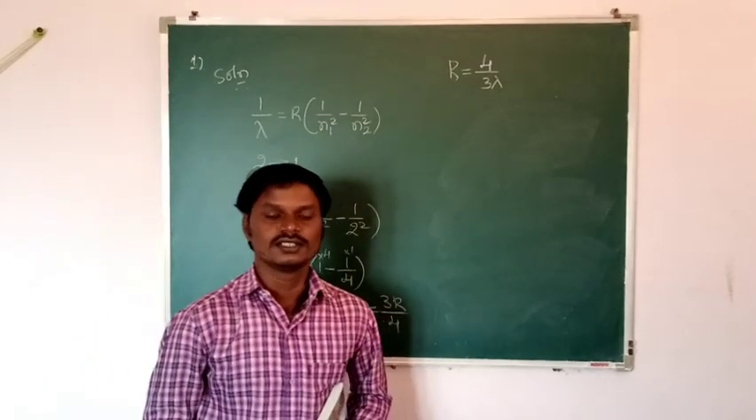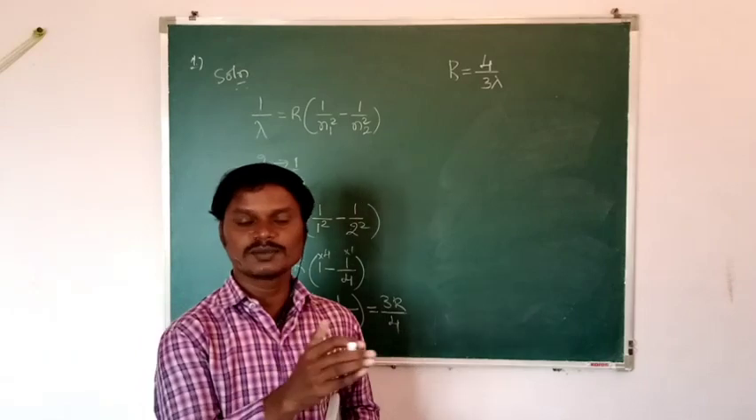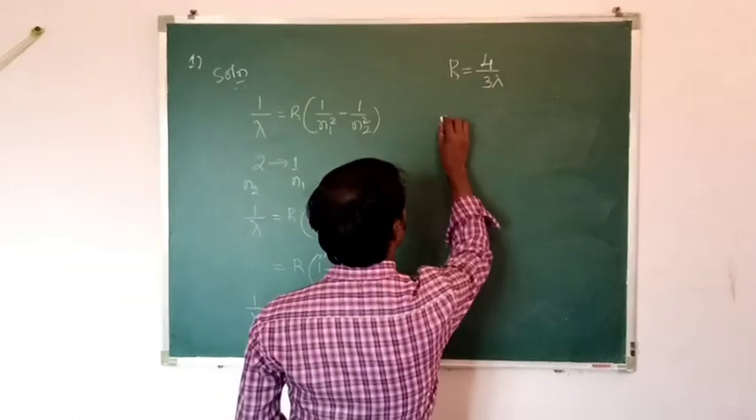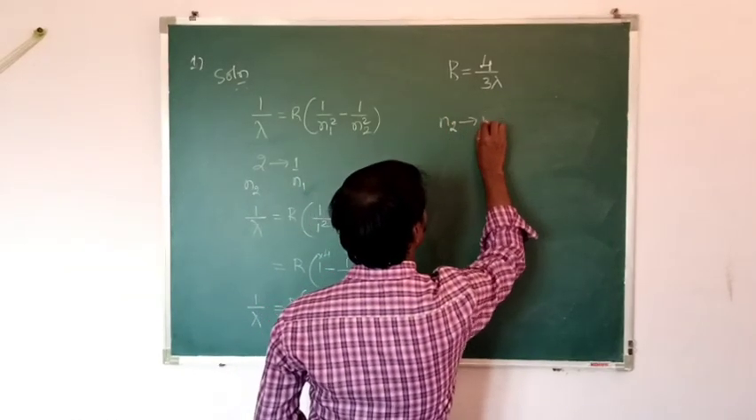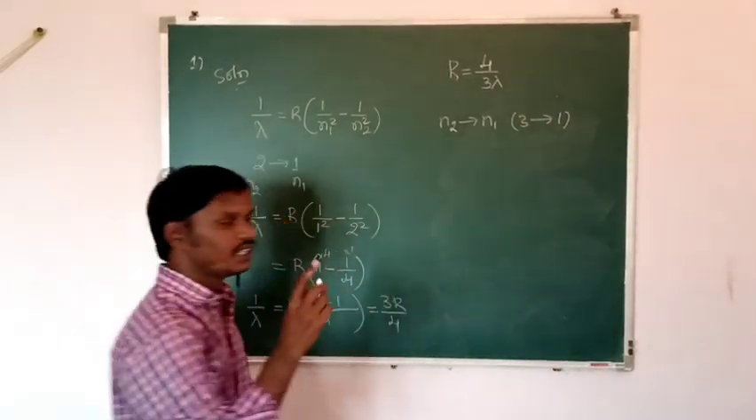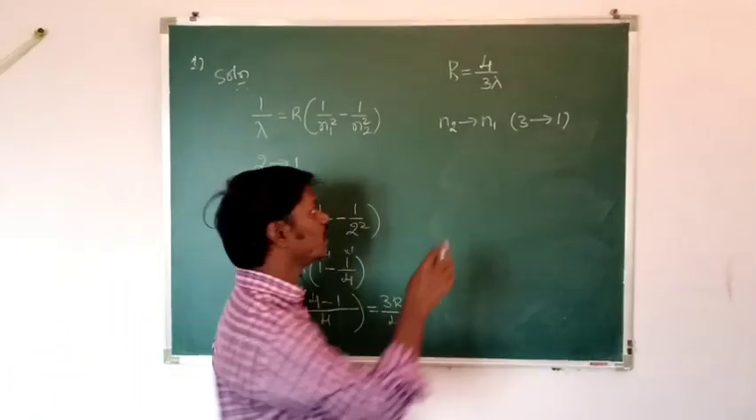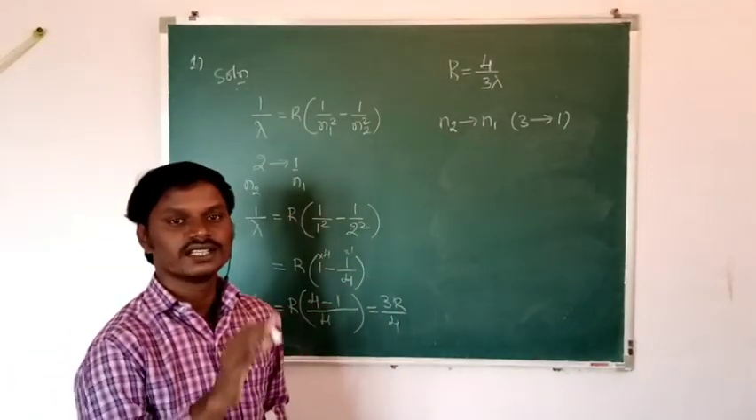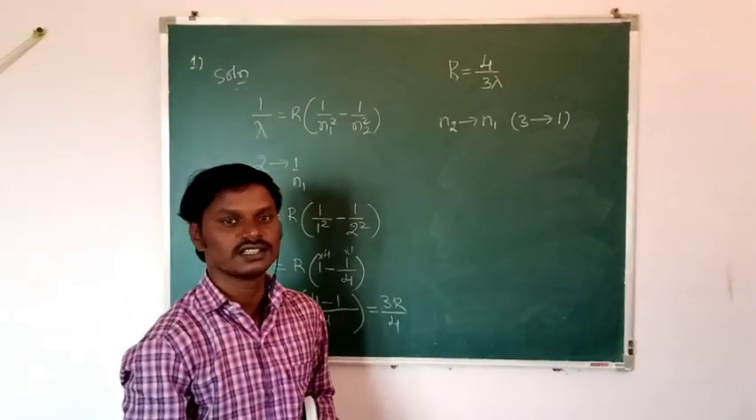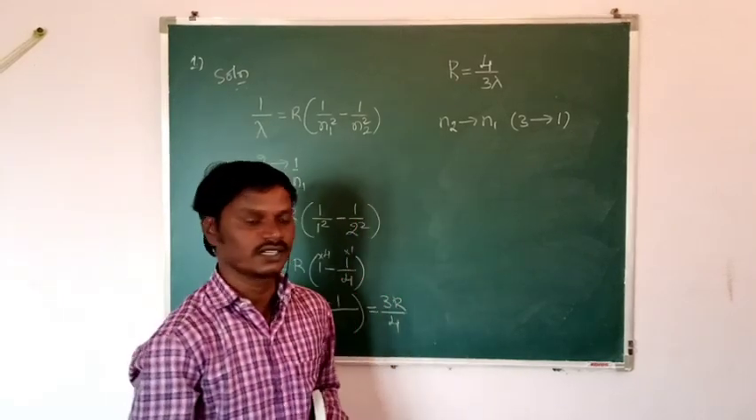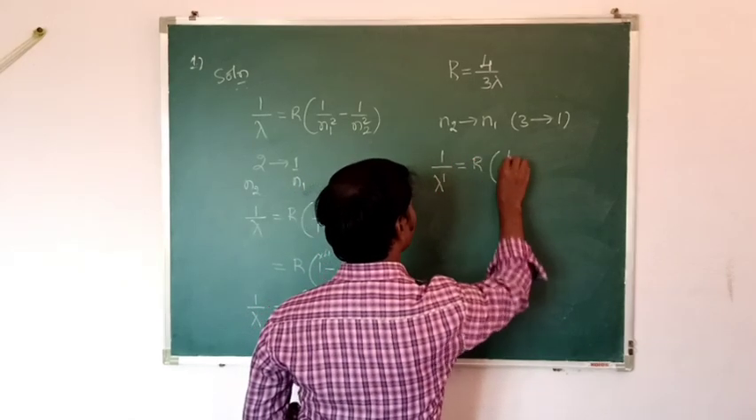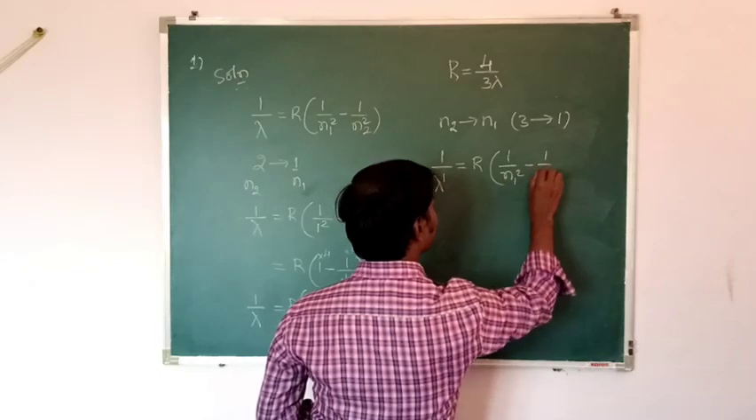So when the electron jumps from third orbit to the first orbit, what is the wavelength of the emitted radiation? That we have to find. When the electron jumps from second orbit to first orbit, we determined the Rydberg constant. Then for the jump from third orbit to first orbit, I will take the wavelength of the emitted radiation as lambda dash. 1 by lambda dash is equal to R into 1 by n1 square minus 1 by n2 square.